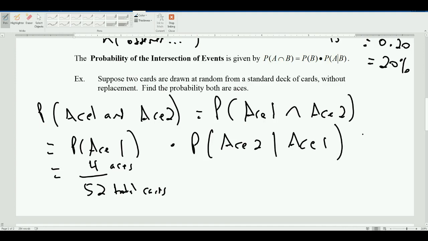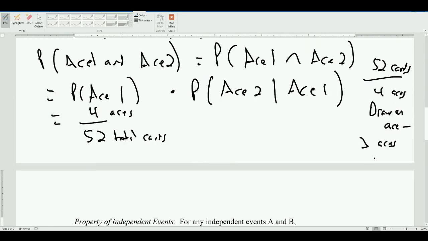So let's think about what that means. I have 52 cards. Out of those 52 cards, 4 are aces. Now what we're saying is, I've already drawn an ace from the first event. So when I draw an ace, that means there are 3 aces left. 3 aces remain. Out of, remember, I've taken an ace out. One ace is gone, 3 aces remain. Since 1 ace was taken out, that means there are 51 cards that remain.